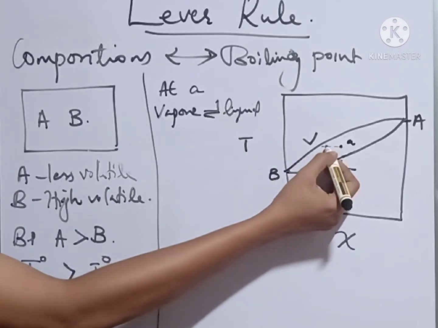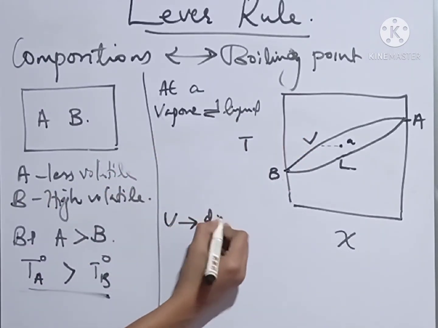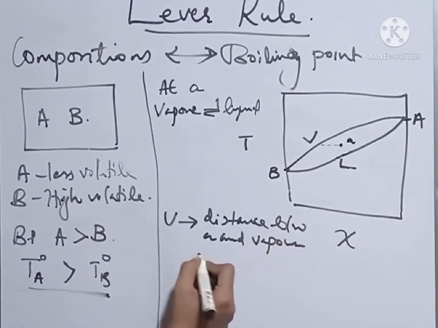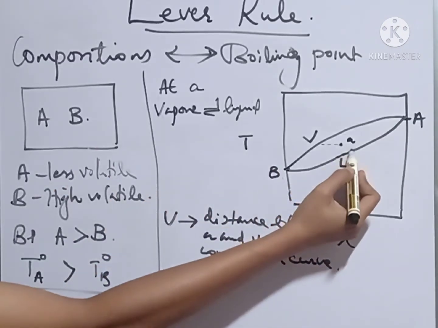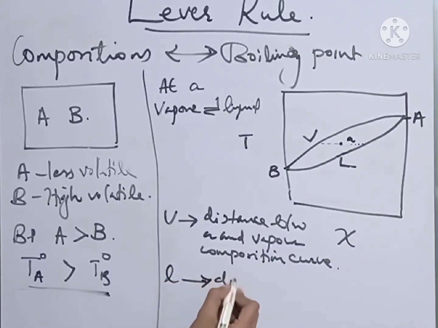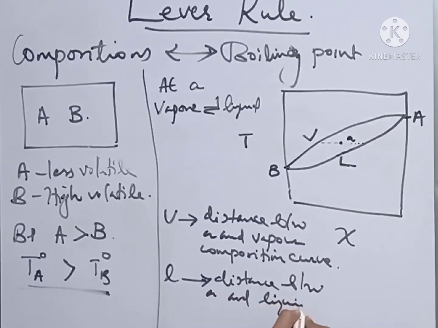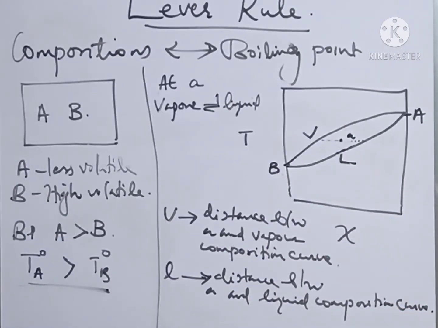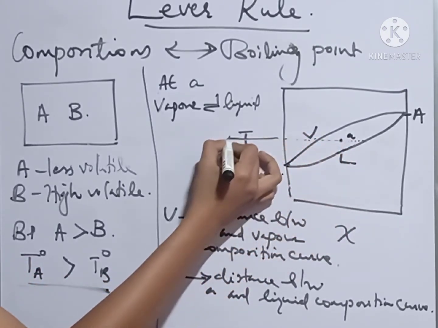Now I'm going to take the distance between the point A and the vapor composition curve as V. So V is the distance between A and the vapor composition curve. At the same time, I'm going to consider the distance between the point A and the liquid composition curve as L. So L is the distance between A and the liquid composition curve. And the horizontal line which is passing through this point A is called the tie line.